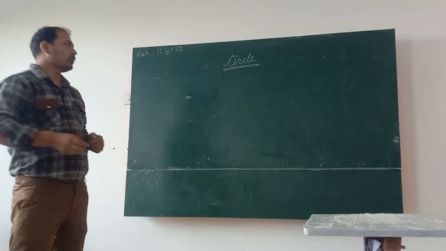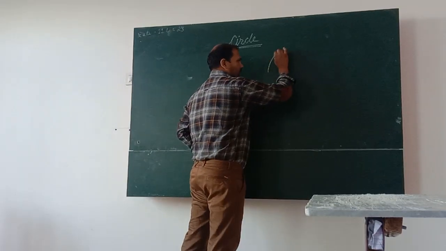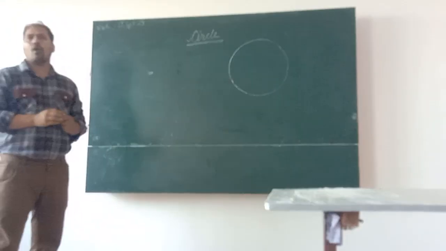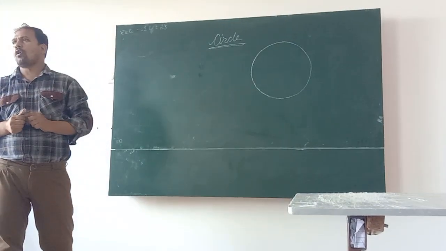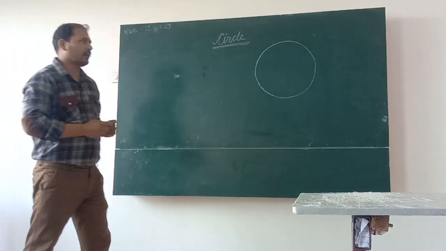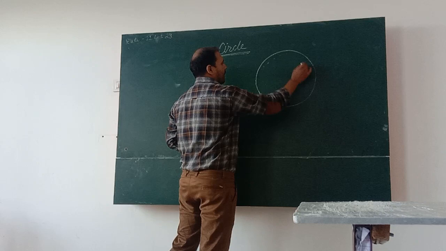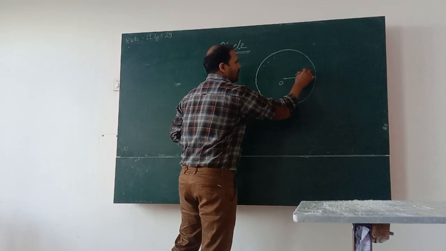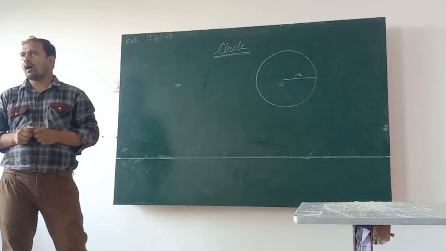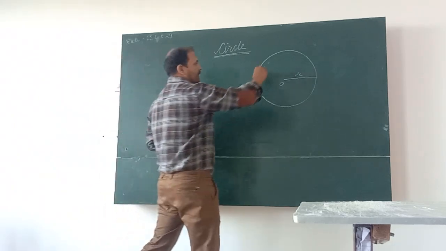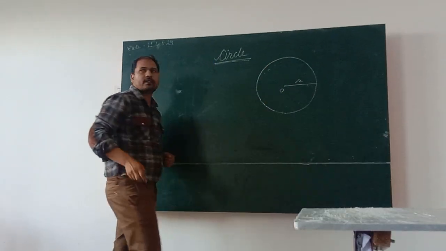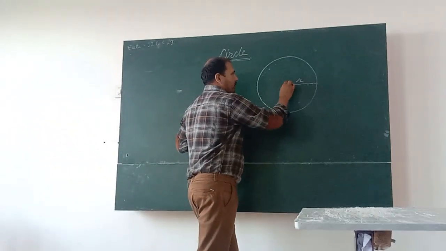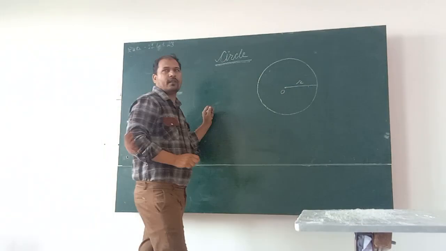First of all, what is a circle? Now, how to find the area of the circle? We have the center O and radius r. The boundary of the circle is called the circumference of the circle.